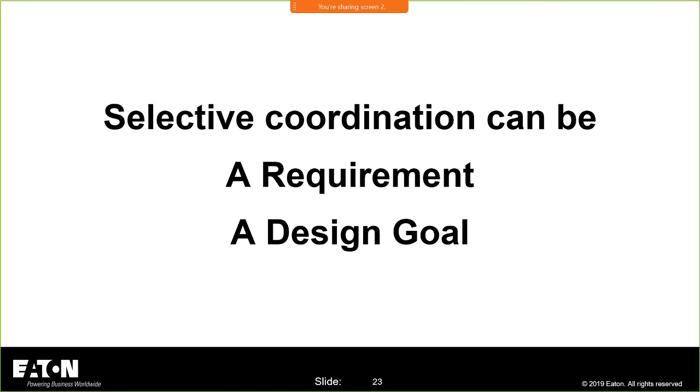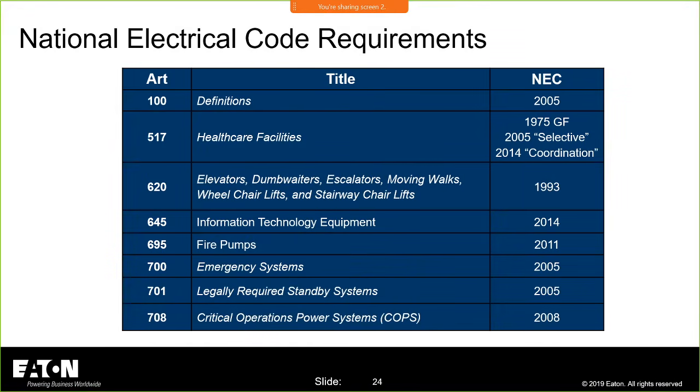So selective coordination can be a requirement per the National Electrical Code, or it can be a design goal. We'll talk about available fault current. You use the maximum available fault current. It might be the three-phase, or it could be the phase to ground fault. That's what you'll be plotting. We'll talk a little bit more about that as we move forward.